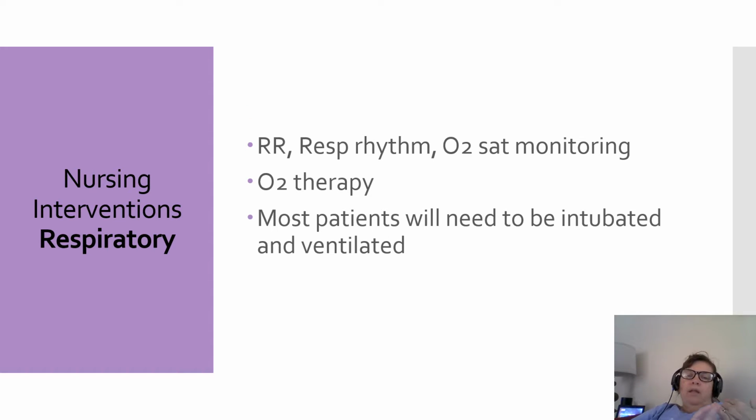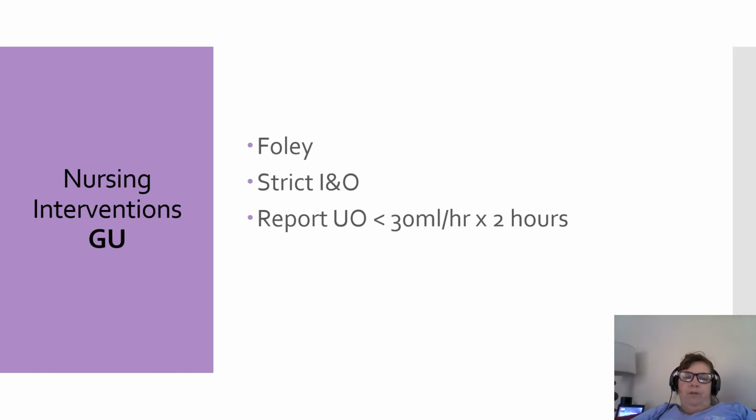Respiratory, likely they will get intubated and ventilated, but I'm going to monitor their respiratory rate, the rhythm of their respirations, and monitor their O2 sat as well as how much oxygen they're requiring. GU, they'll likely have a Foley. We're going to do strict intake and output, and I'm going to report the urine output of less than 30 mils per hour for 2 consecutive hours.